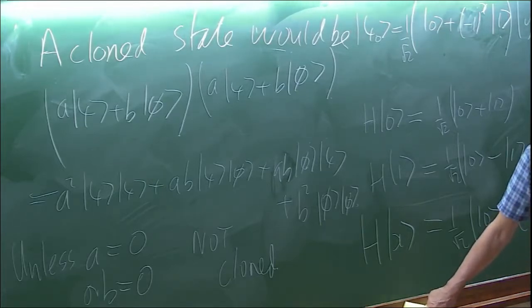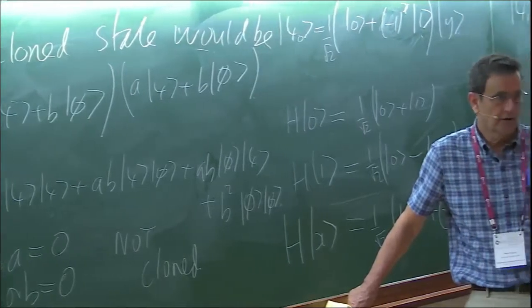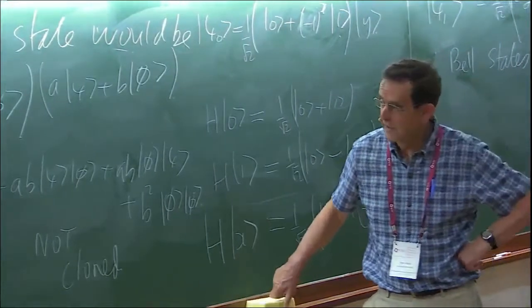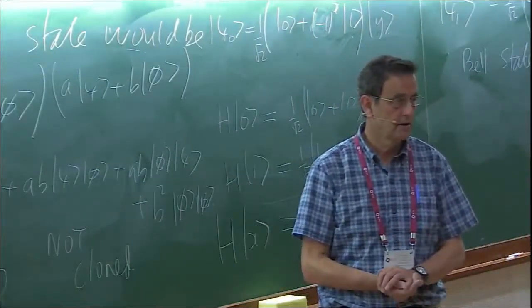Well, I think for a general state, you cannot clone it. I don't think you can get very close to cloning it in general. I mean, if A and B were 1 over root 2, I don't think you could get close to cloning it.